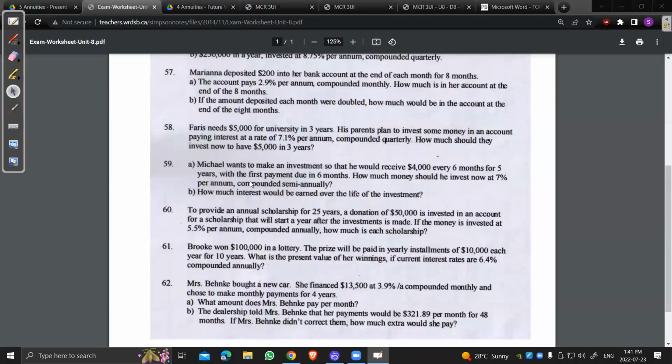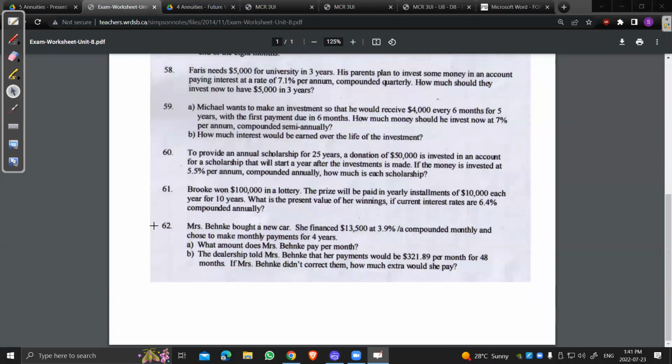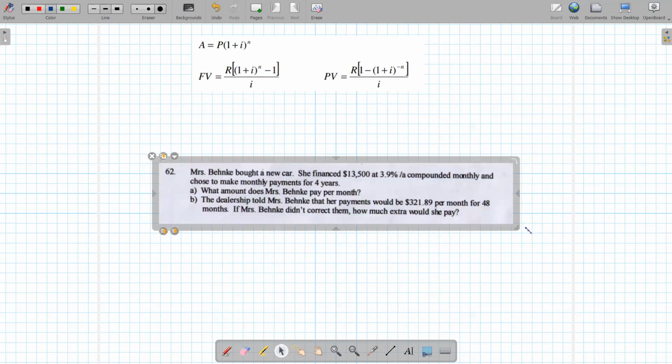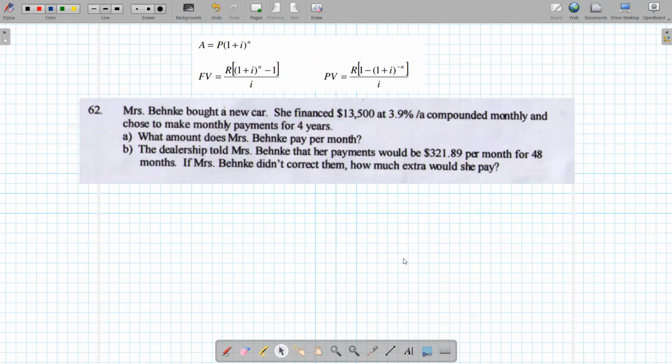This one, we're going to work our way from the bottom to the top. All right, let's do this.